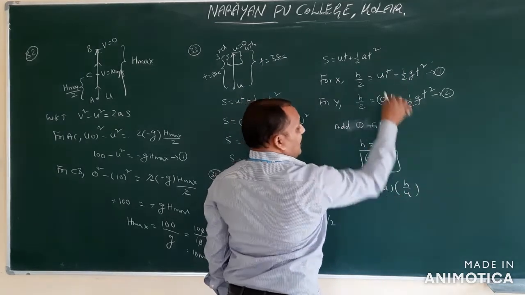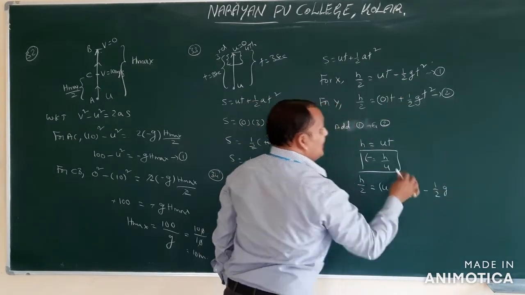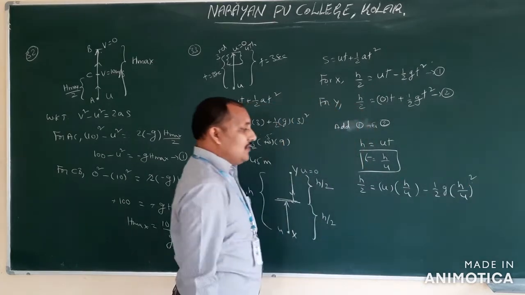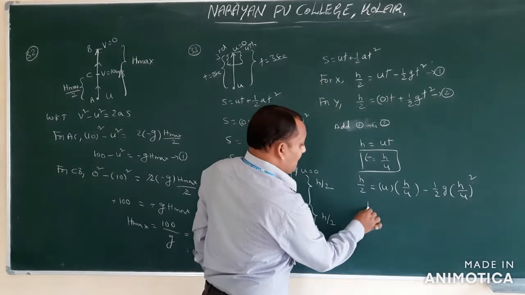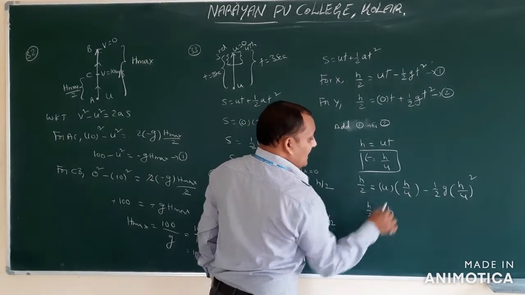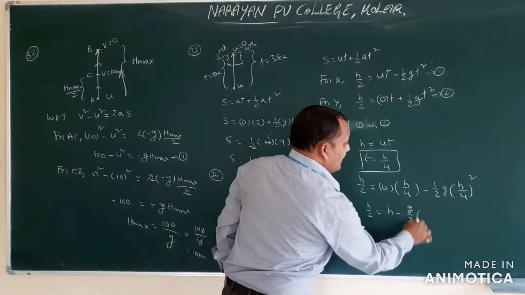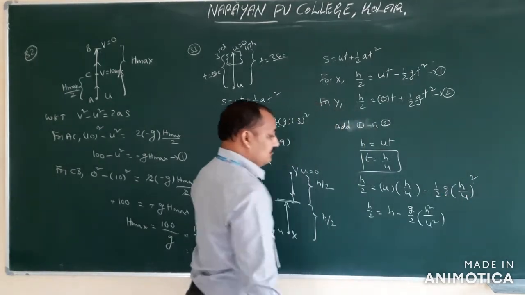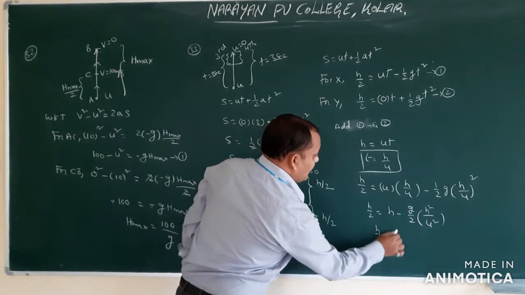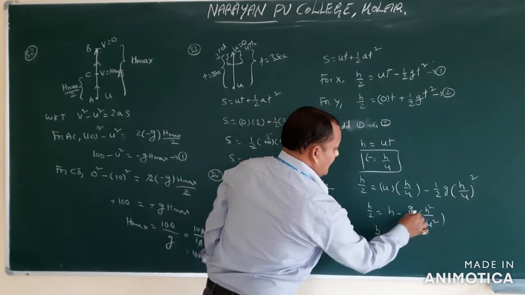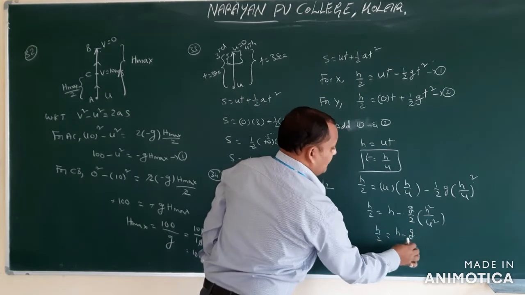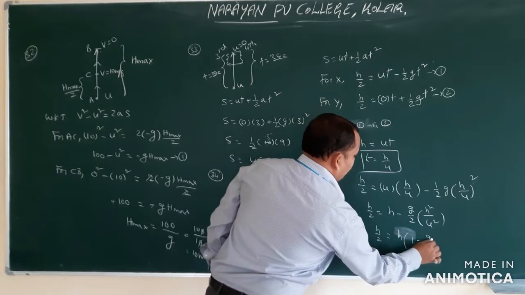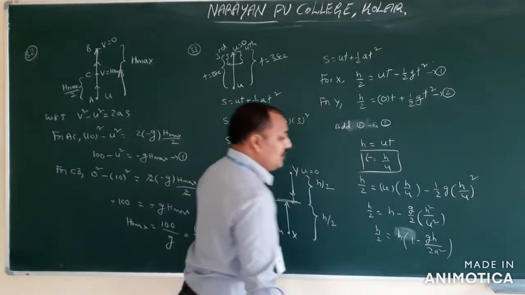Okay. The t value I wrote, h by u, minus g into again the t value, h by u whole square, because t square. Here h by 2 is equal to u into t, so u will be cancelled. H minus g by 2 into h square by u square. This is u, not 4. Okay. So h by 2 is equal to h minus, how much will you be getting? Otherwise, you can take h common: 1 minus gh by 2u square.